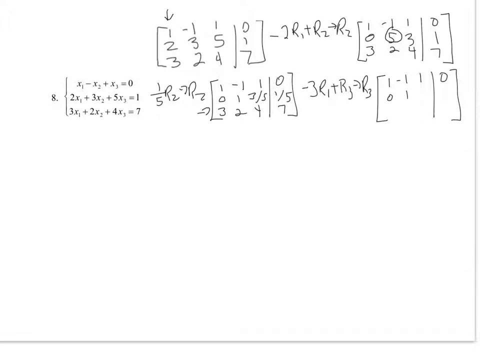I have 0, 1, 3/5, 1/5 in the middle. Now for my new row 3, if I multiply row 1 times -3, -3 plus 3 is a 0. If I multiply -3 times -1, that gives me a +3, and +3 plus 2 is a 5. If I multiply -3 times 1, that's -3, and -3 plus 4 is a +1. 0 times anything is 0, and so 0 plus 7 is 7. Here's where we are right now.